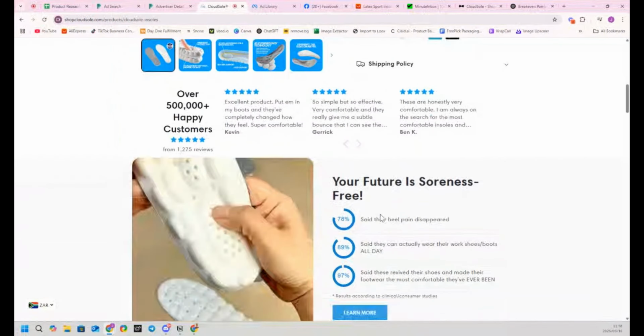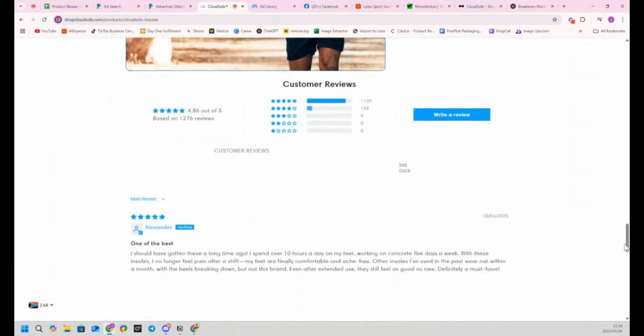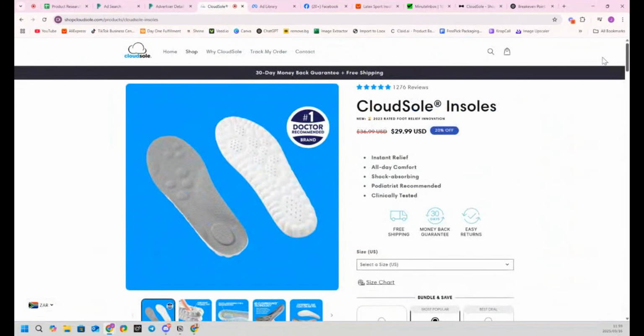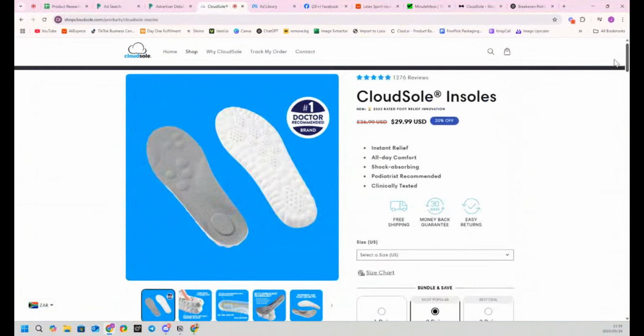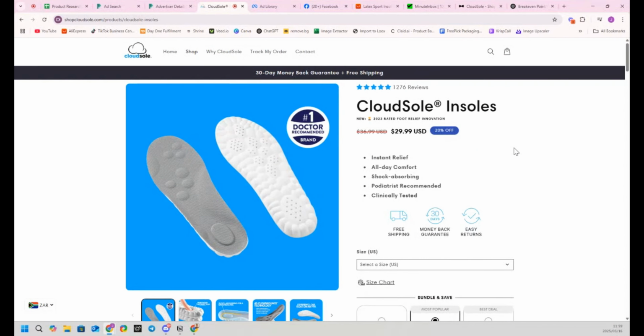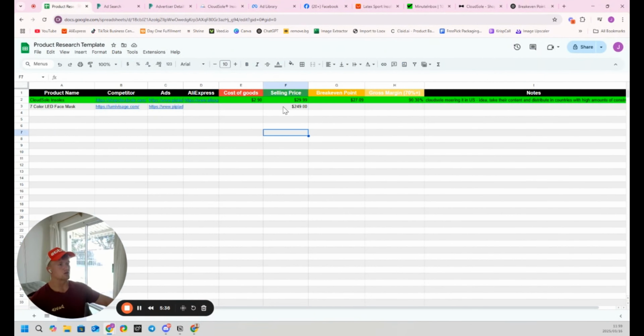I thought they did a quite nice job of branding this website. Okay, but it's clearly a Shopify store. I think this is the Shrine theme they're using. I could be wrong, but I think it's a Shrine theme. Now, $29.99. Plug that in there. Sorry, selling price.